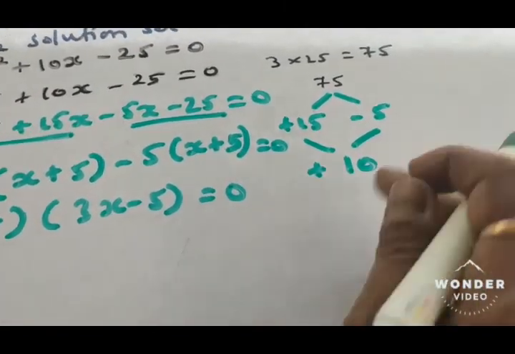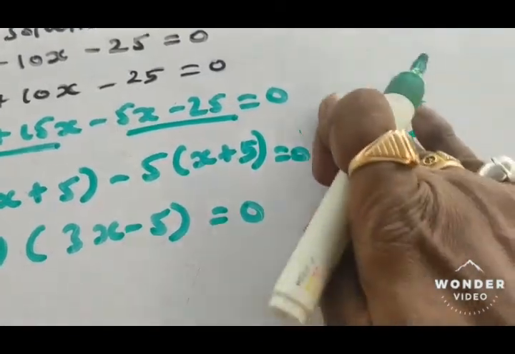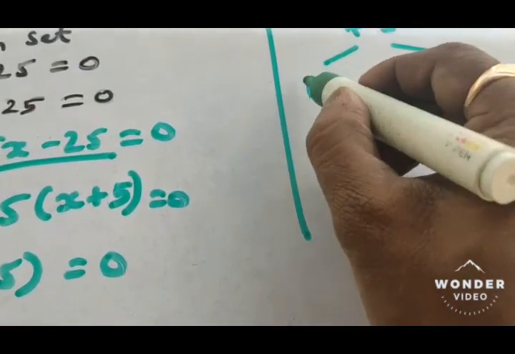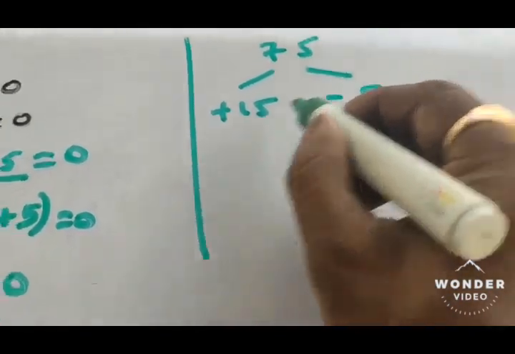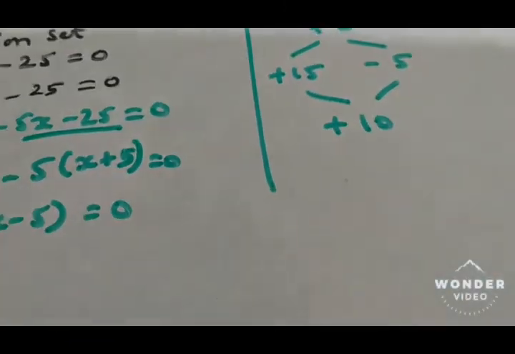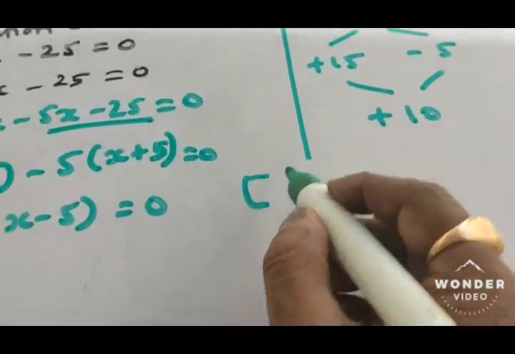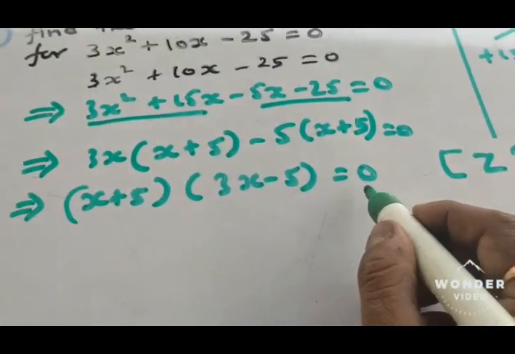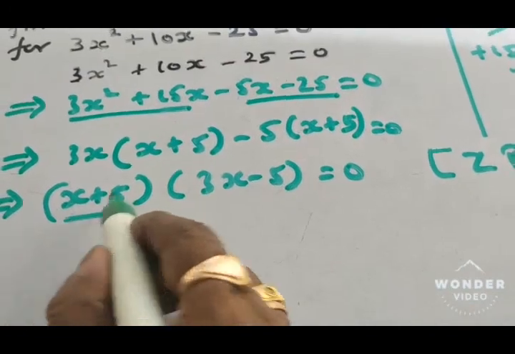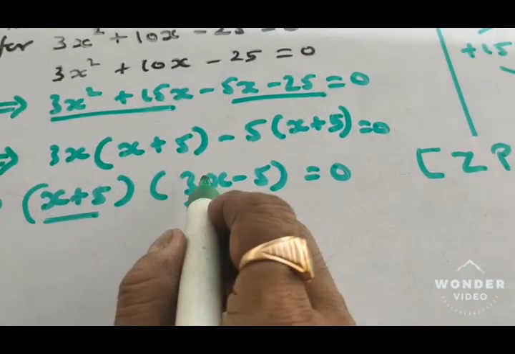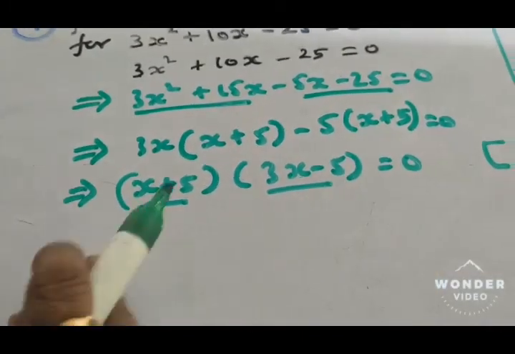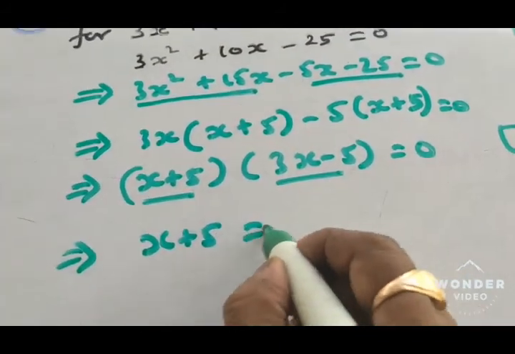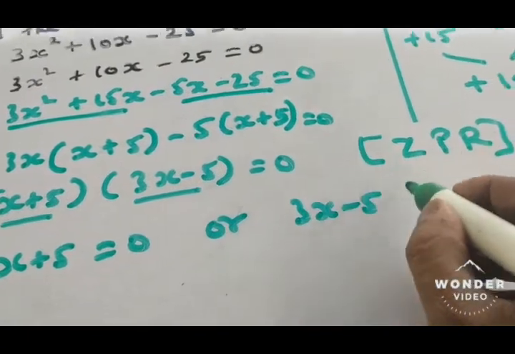So here it was 75, we split, so here plus 15, here it was minus 5, that is going to make plus 10. Here we are going to apply a rule known as the zero product rule. When I apply the zero product rule, that means for the quadratic equation which is equal to 0, the factorization having a product, the product of these two terms will be equal to 0. So here it becomes x plus 5 is equal to 0, or 3x minus 5 is equal to 0.